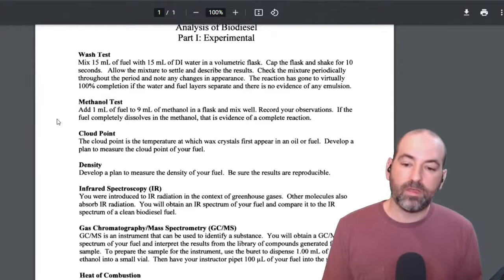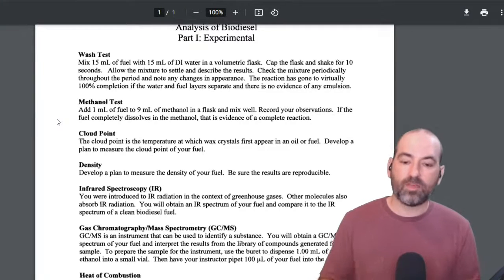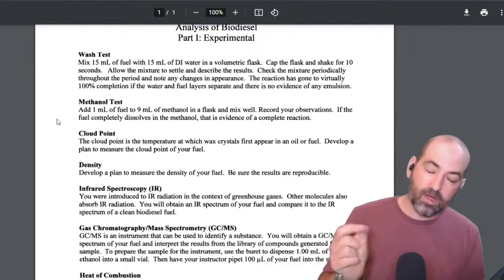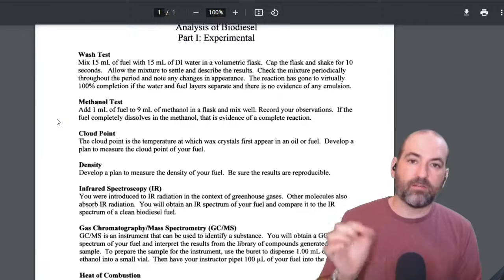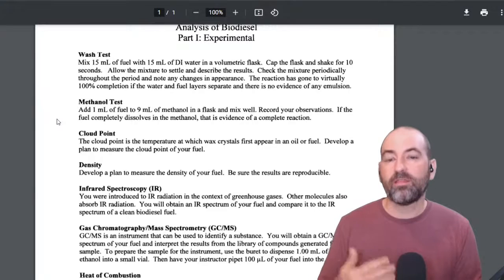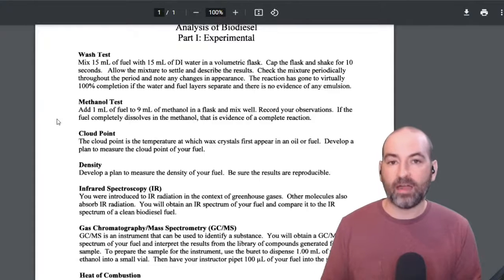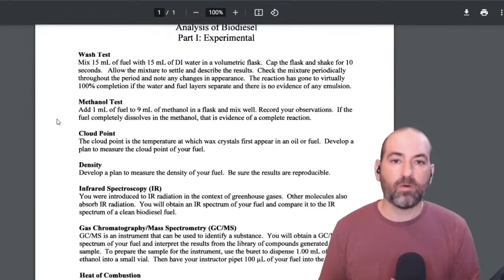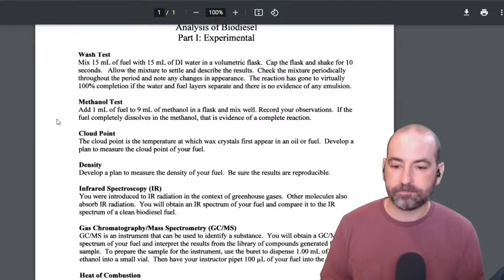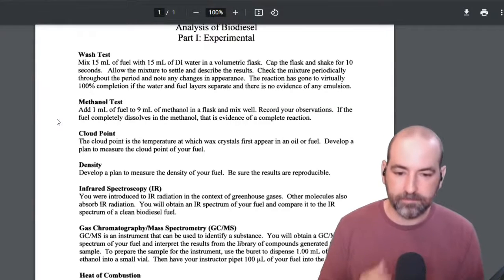And so you try to dissolve a little bit of your biodiesel in methanol, and then you look for any droplets of undissolved oil still there. And if you see evidence of that oil, that's evidence that the reaction did not completely use up all of the oil that you started with, and that there's some leftover methanol there, leftover oil there.